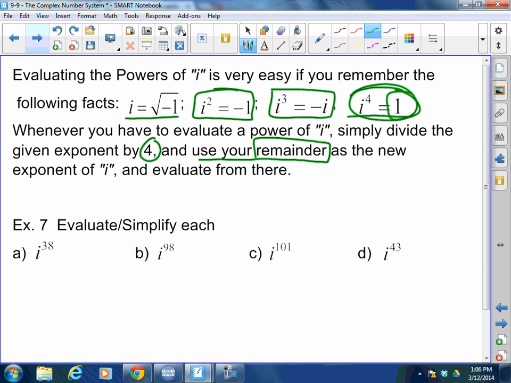What is this crazy man talking about? How many times does 4 go into 38 evenly? 9 times, right? That's 36. What's left over? So it's i squared, so you got negative 1.